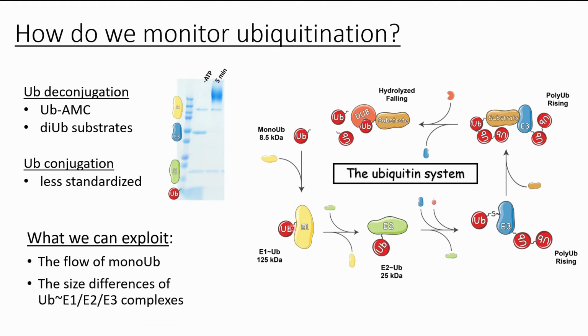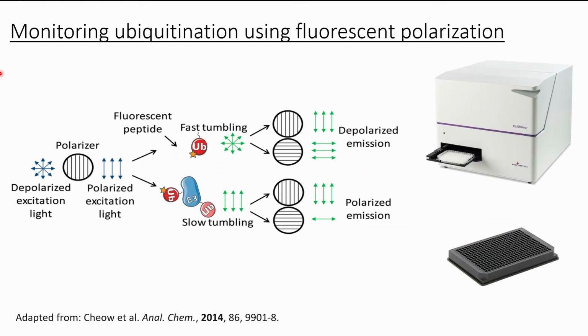Another thing that we could work with was that each one of these different ubiquitin complexes has a different size overall. So with both the flow of monoubiquitin and the size differences of the complex, we thought we could probably use fluorescent polarization and label this ubiquitin and track it through the system. We imagined that we would use polarized light to excite our labeled free monoubiquitin, and because of its small size and low molecular weight, it would tumble faster in solution, and as a result this would give us a lower FP signal.